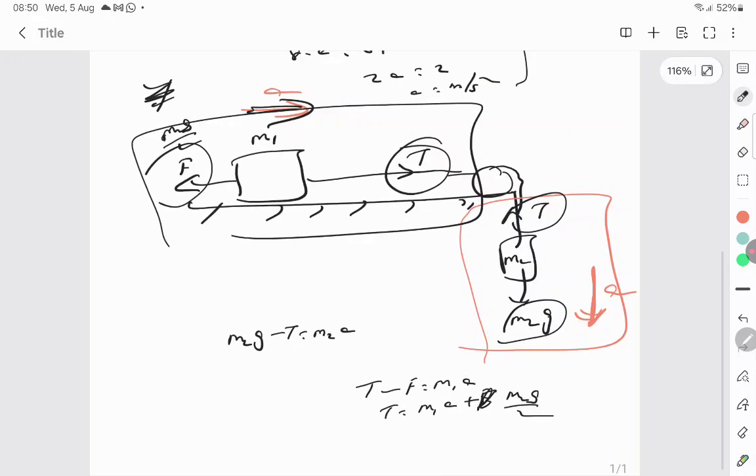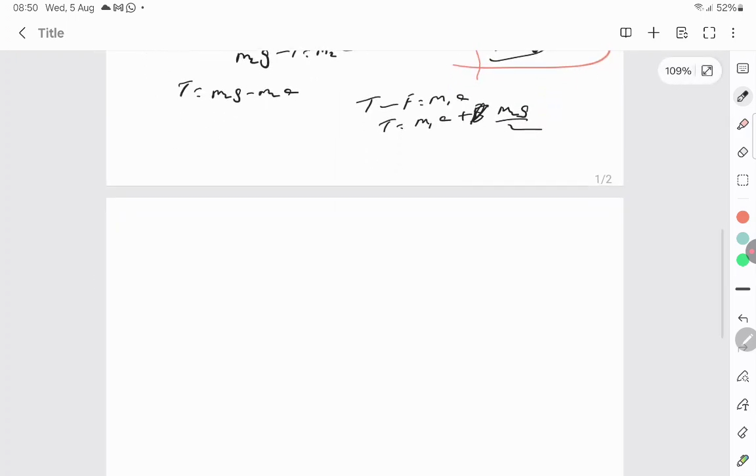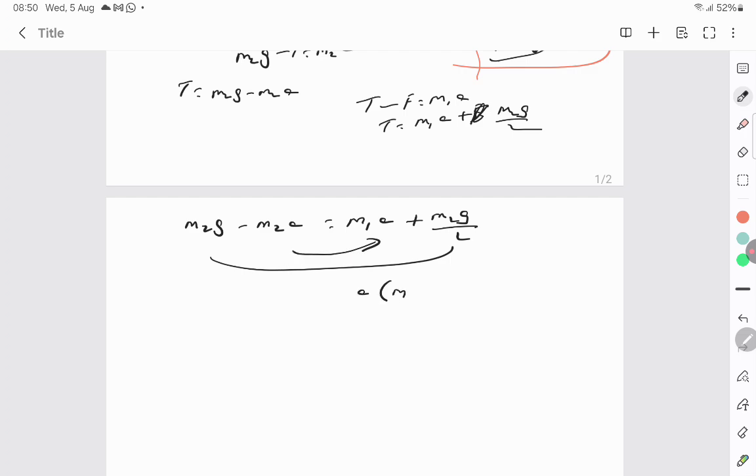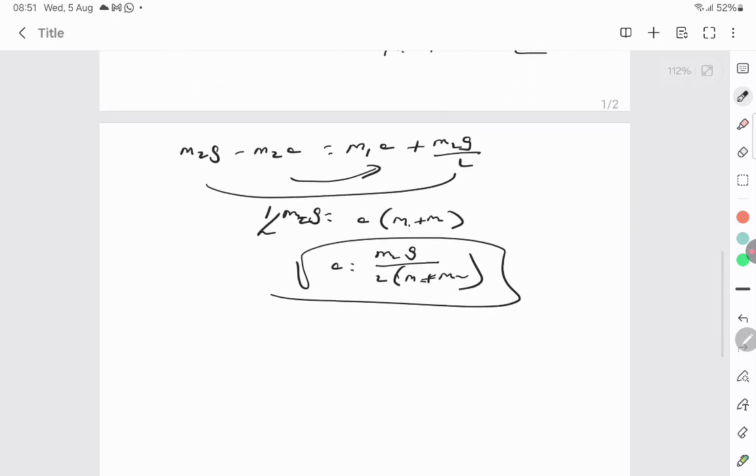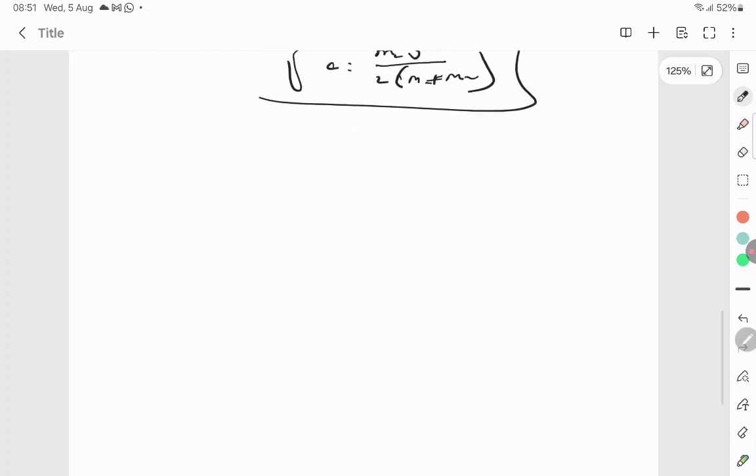So equating both these tensions, the tension from here is m2g minus m2a. So m2g minus m2a is equal to m1a plus m2g by 2. Taking this to that side and consolidating the acceleration, a into m1 plus m2 is equal to half m2g. So a is equal to m2g by 2 into m1 plus m2, and that's the value of the acceleration. The acceleration of m1 or m2 is going to be the same, so you can write the same answer. Let's go to the next sum.